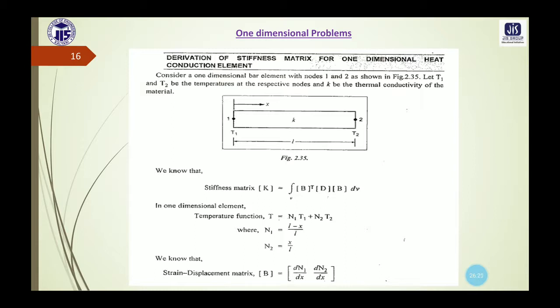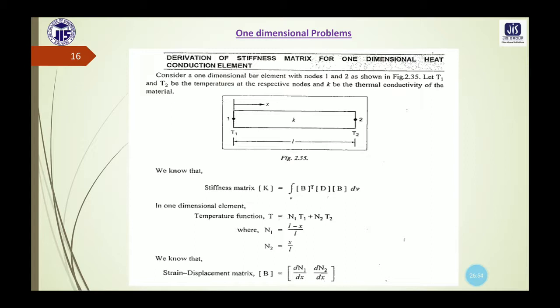Now, in the diagram in figure 2.35, we can see a one-dimensional bar element which has nodes 1 and 2. Let T1 and T2 be the temperatures at the respective nodes and K be the thermal conductivity of the material. The concept of thermal conductivity is already known to us. We have studied this concept in the heat transfer subject.